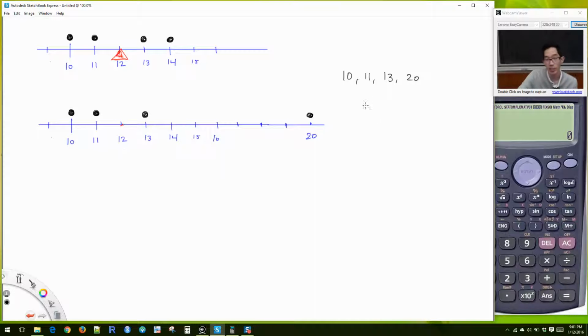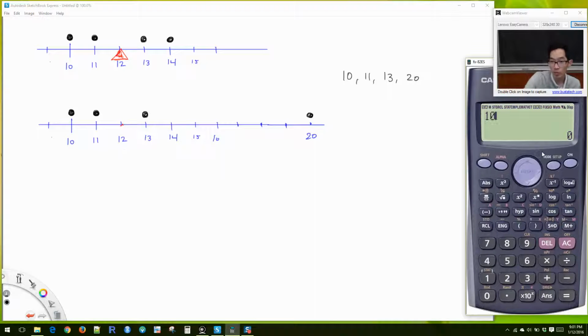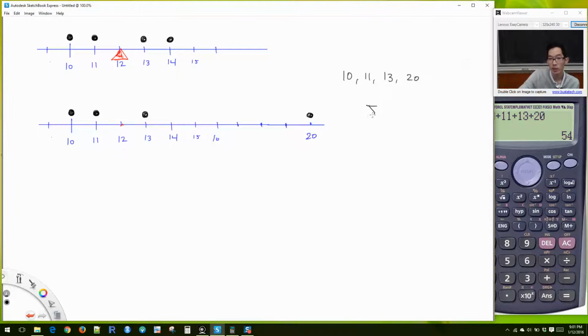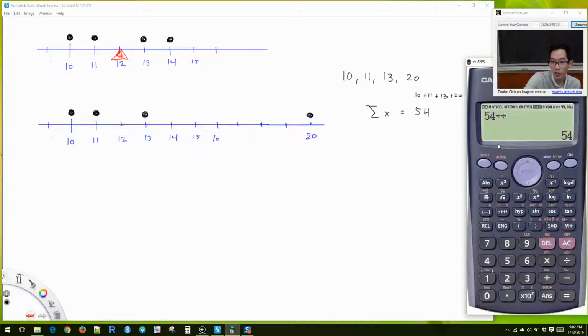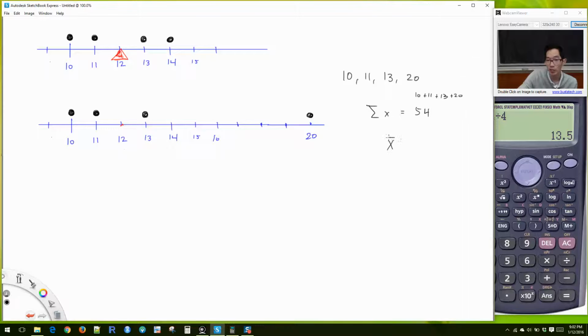What is the mean age now? I would do 10 plus 11 plus 13 plus 20, and I get 54. So the sum of x is 54. Then I do 54 divided by 4, and I get 13.5. So x bar is 54 over 4, which is 13.5. If this were my picture, the place where I would draw the balancing point is now over here.